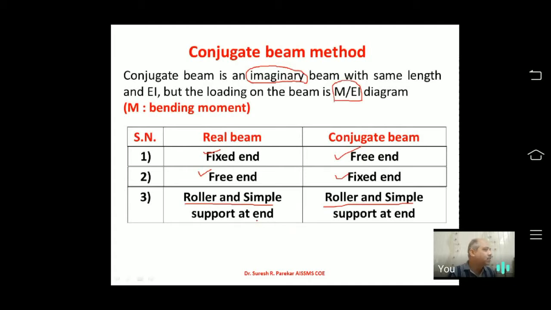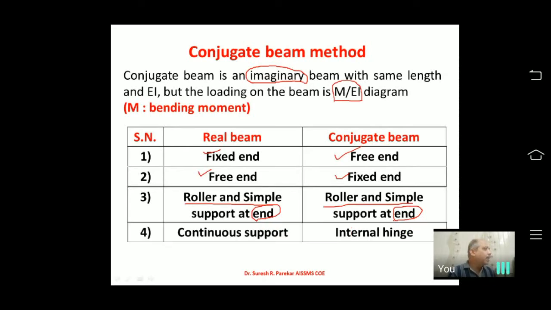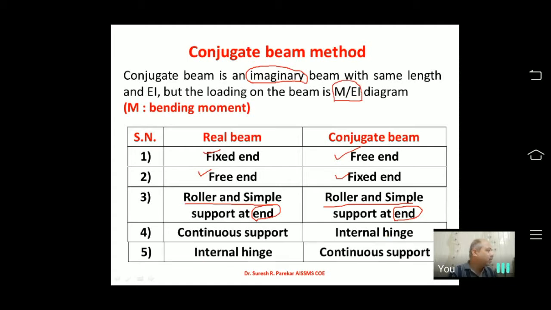But this applies where these supports are at the end, so we should be very careful. Only when these are at the end do these supports remain as they are. Now, a continuous support becomes an internal hinge. So there is a change: a continuous support becomes an internal hinge, and an internal hinge becomes a continuous support.